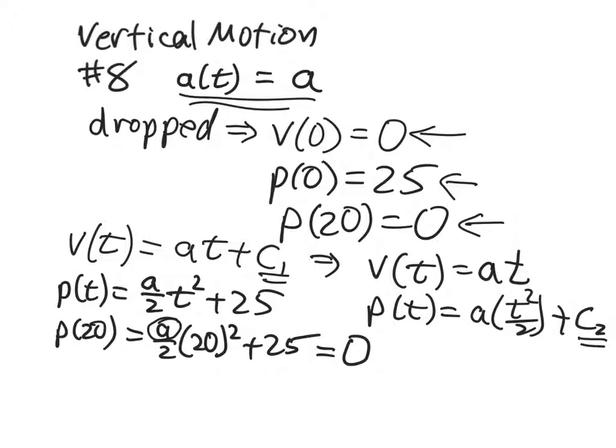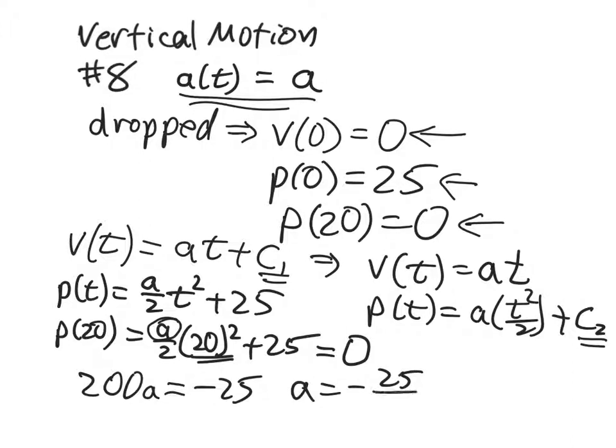So let's see. 20 squared would be 400, divided by 2 would be 200. So 200A equals negative 25. A would be negative 25 over 200, or what, negative 1/8. So the acceleration on that planet would be negative 1/8.